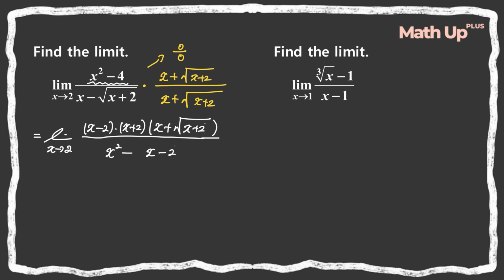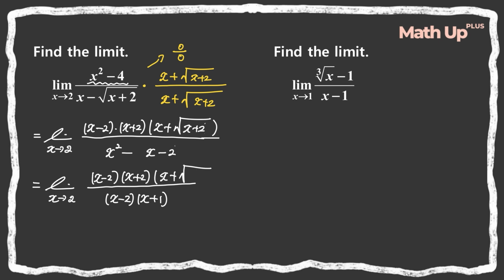So far so good. Now this is equal to the limit as x approaches 2. The denominator can be factored, x minus 2 times x plus 1, right? And in the numerator we have x minus 2, x plus 2 times x plus square root of x plus 2. So the same factor x minus 2 cancels out.